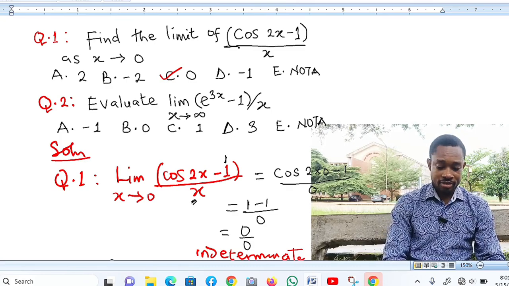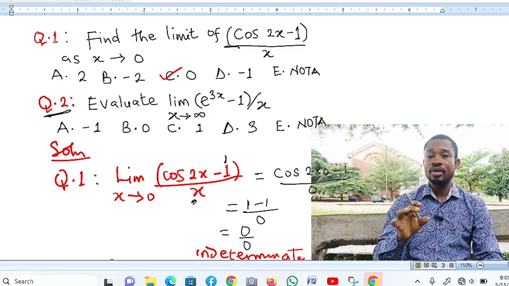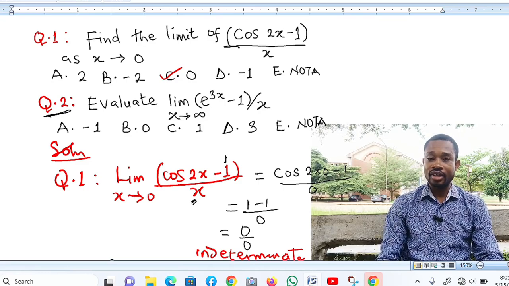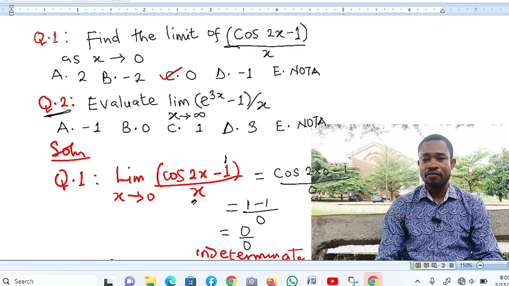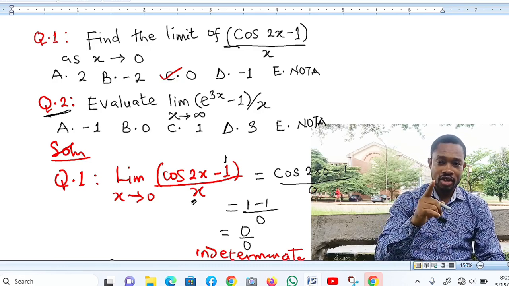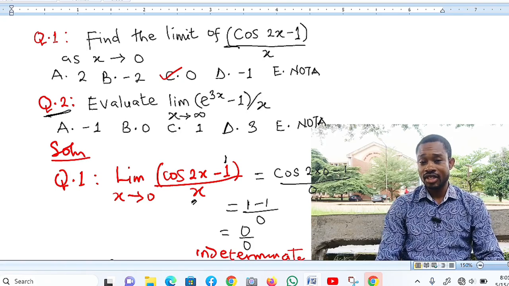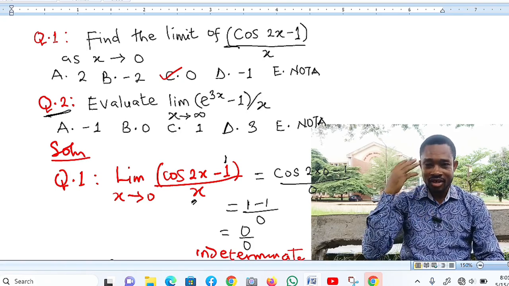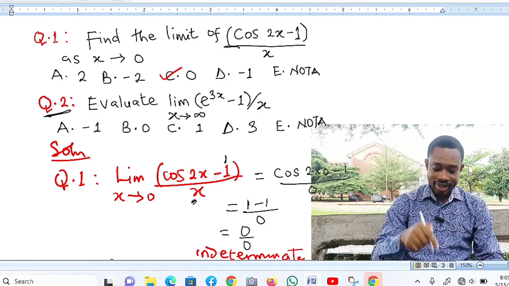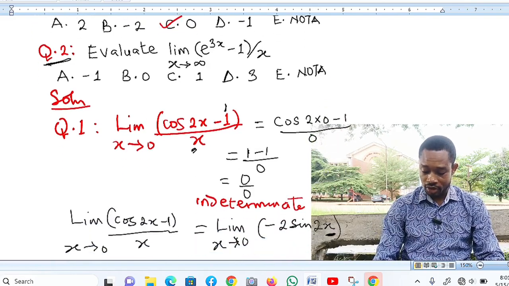Now, in the next video, I am going to be solving the next question, question number 2, where we are to evaluate the limit of exponential 3x minus 1 all over x as x tends towards infinity. But you can decide to attempt this question yourself, right? I am going to give you a hint. Exponential infinity is still going to give you infinity. So use that knowledge that exponential of infinity is going to also produce infinity, and then attempt that second question. In my next video, I am going to be solving that question for you.